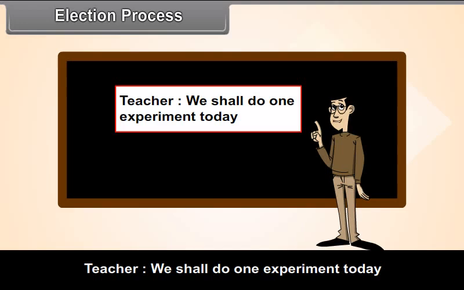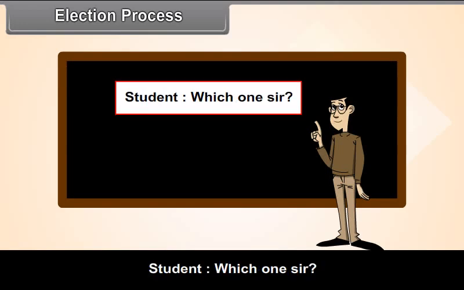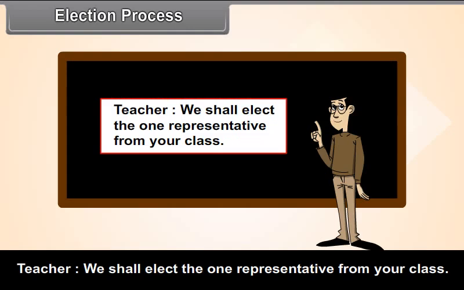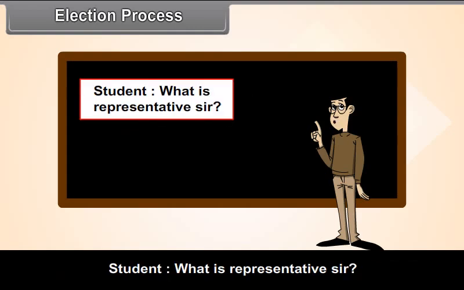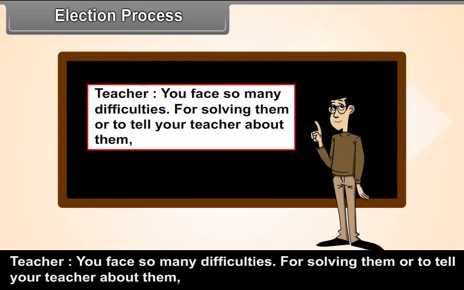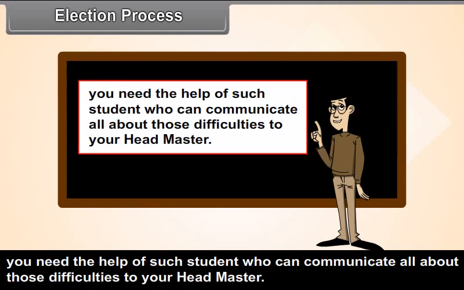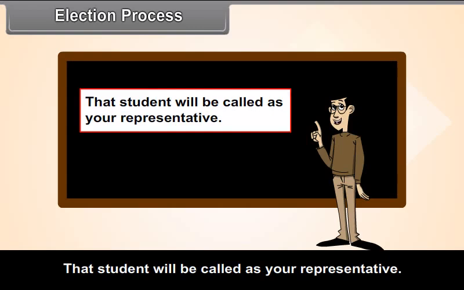Introduction. Teacher: We shall do one experiment today. Student: Which one, sir? Teacher: We shall elect one representative from your class. Student: What is a representative, sir? Teacher: You face so many difficulties. For solving them or to tell your teacher about them, you need the help of such a student who can communicate all about those difficulties to your headmaster. That student will be called your representative.